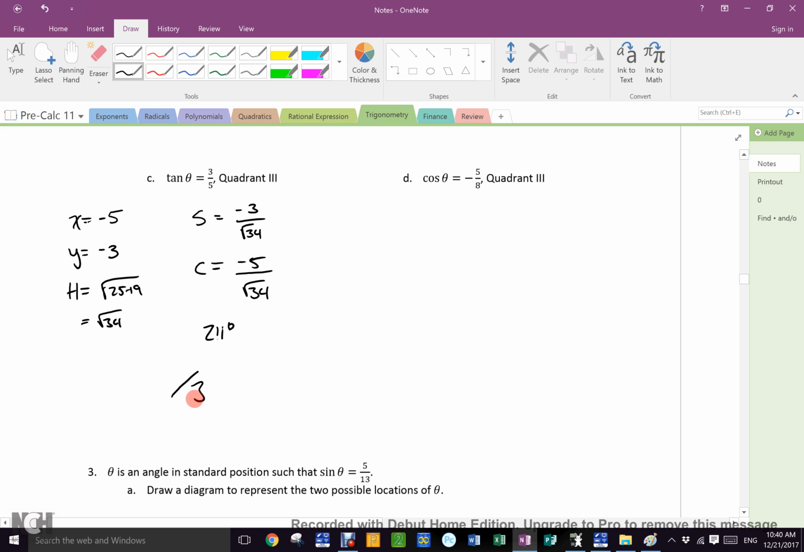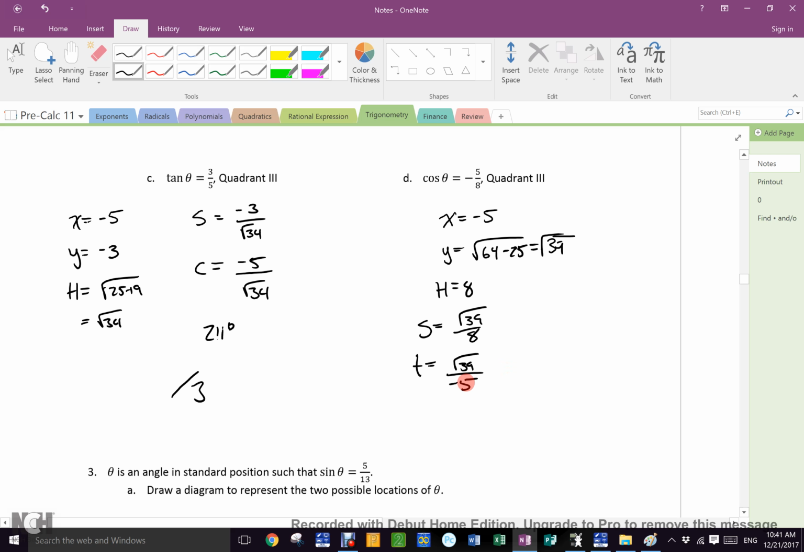Any questions? Excellent. Cos is negative in quadrant 3, which means that x is -5. Y, we don't know. H equals 8. Y is the square root of 64 minus 25, which is 39. Root 39. I already had the cos. Sine is then therefore root 39 over 8. Tan is then root 39 over -5.